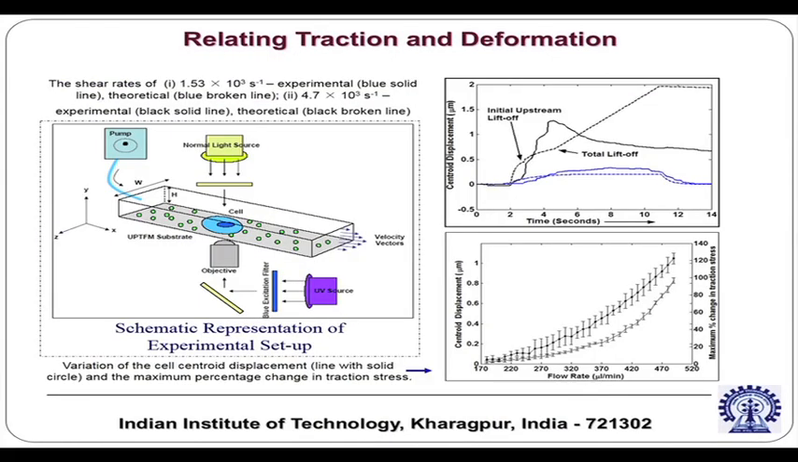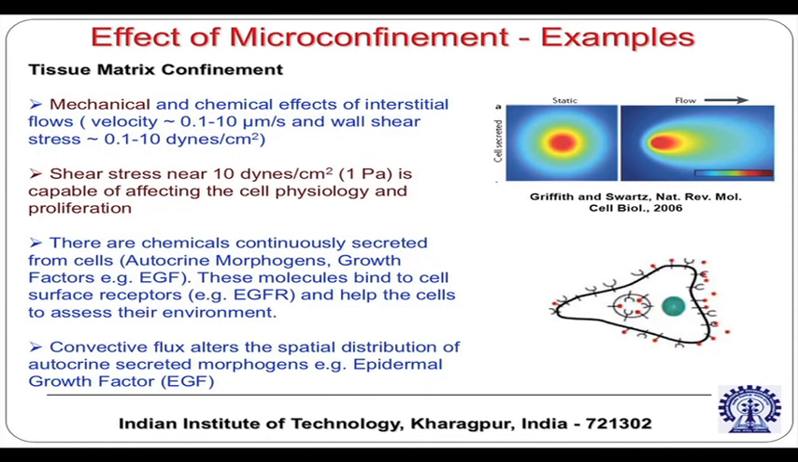So you can relate the traction force and deformation, and you can see the centroid of bead displacement can be plotted as a function of time, and this displacement is eventually correlated with the traction force that is distributed on the cell. Now this is fine, but this is a purely engineering platform, so what kind of biological information can we extract from this engineering platform?